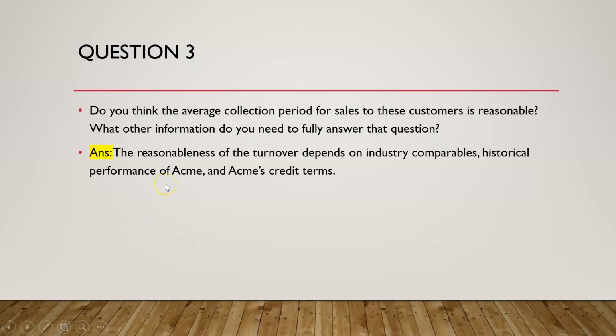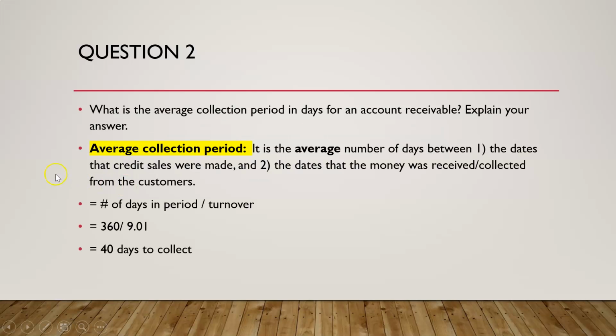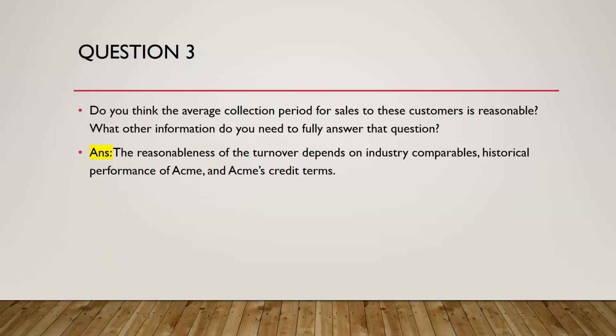The last question for this problem was, do you think the average collection period for sales to these customers is reasonable? What other information do you need to fully answer that question? If we look at our answer, it's 40 days, which seems pretty optimum, like 30 days, 40 days. But you can't really say from 40 days whether it is good or bad, or reasonable or not, because this Acme company takes 40 days to collect its receivables, but Acme is also borrowing money for continuing its business from other firms.